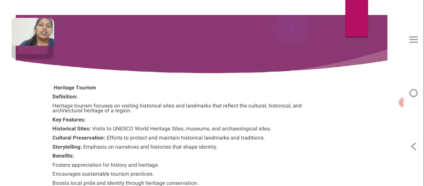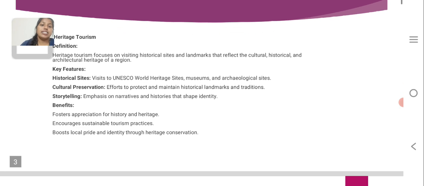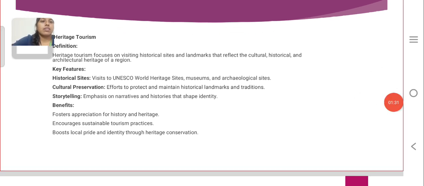Heritage tourism. Heritage tourism is focused on visiting historical sites and landmarks that reflect the cultural heritage of a region. Visitors go to world heritage sites, museums and sites. Cultural preservation: efforts to protect and maintain heritage landmarks and traditions.